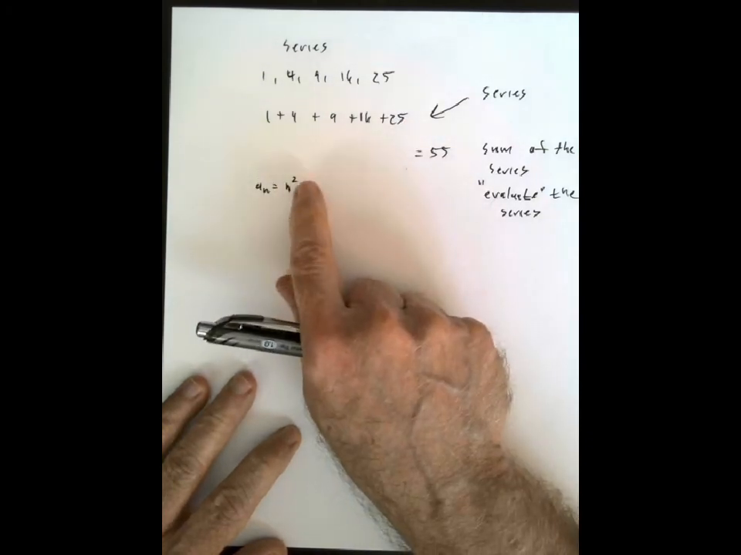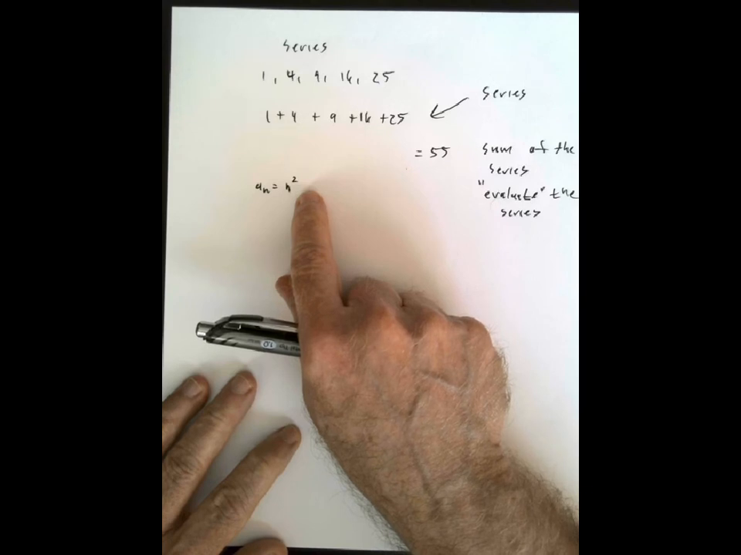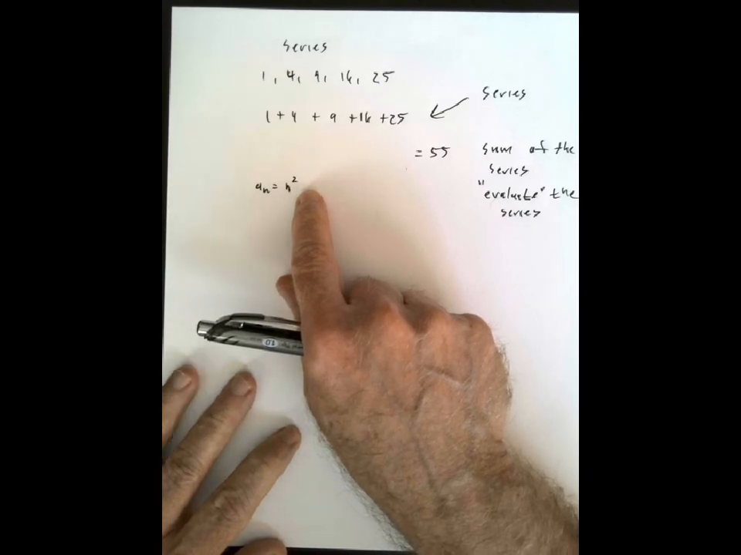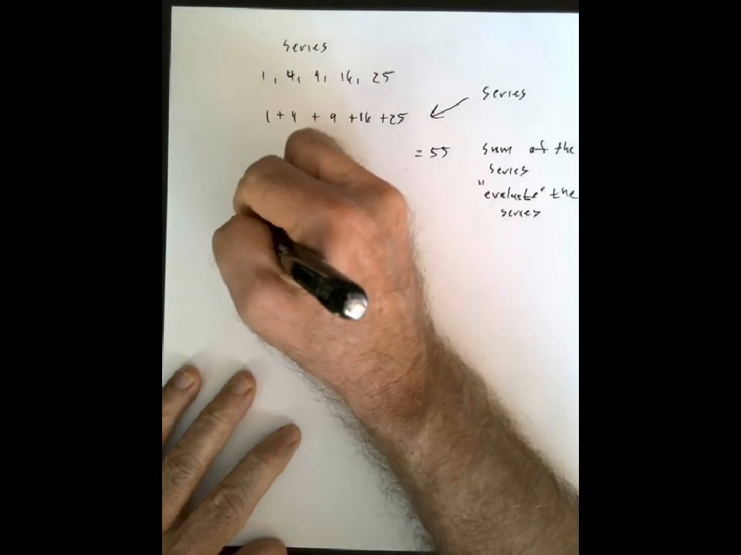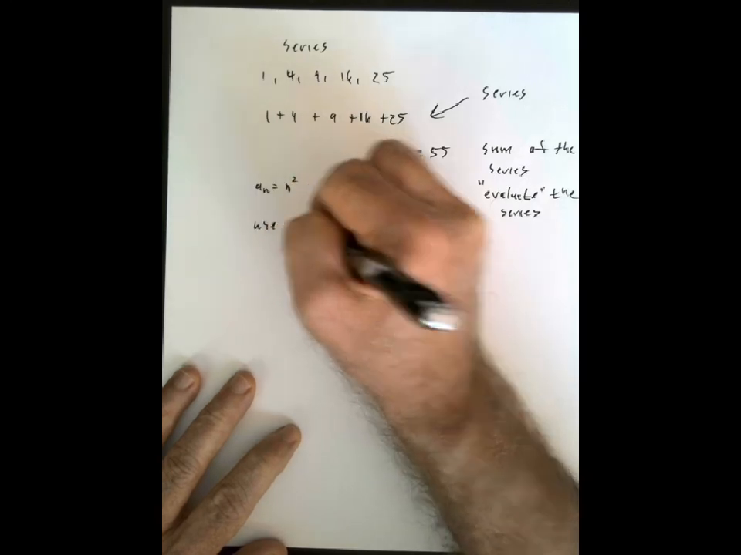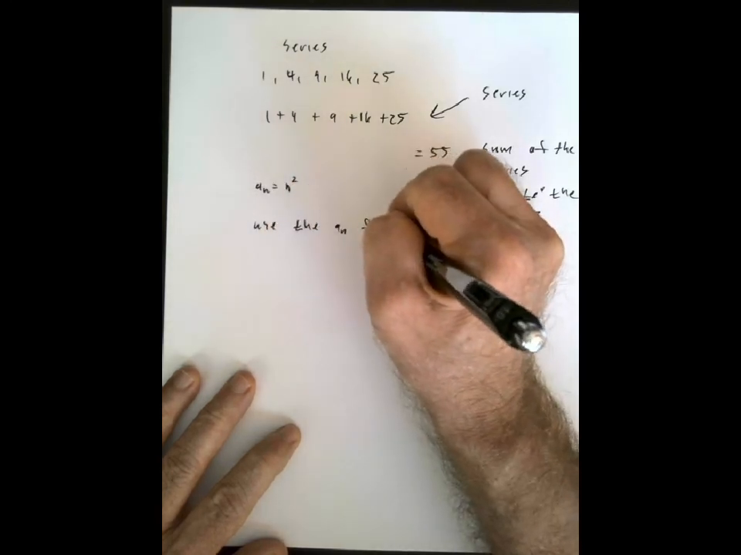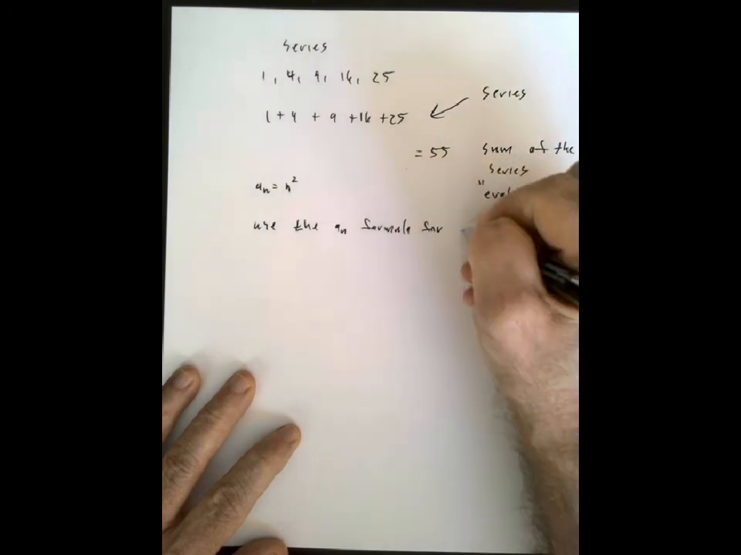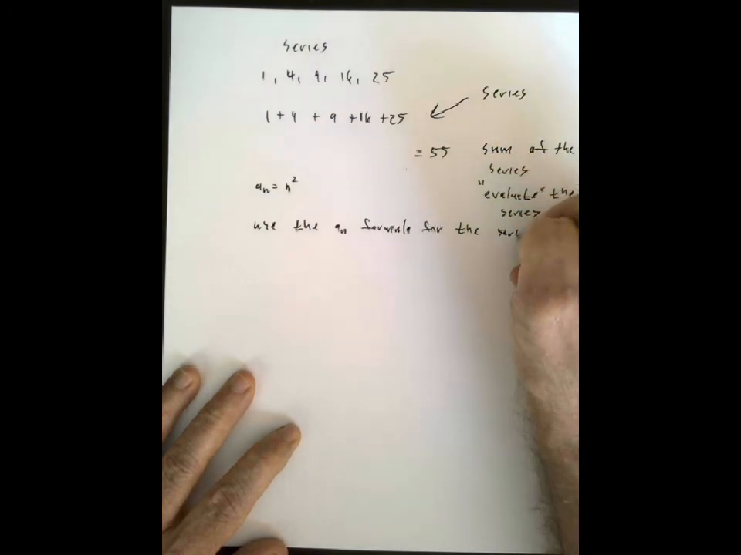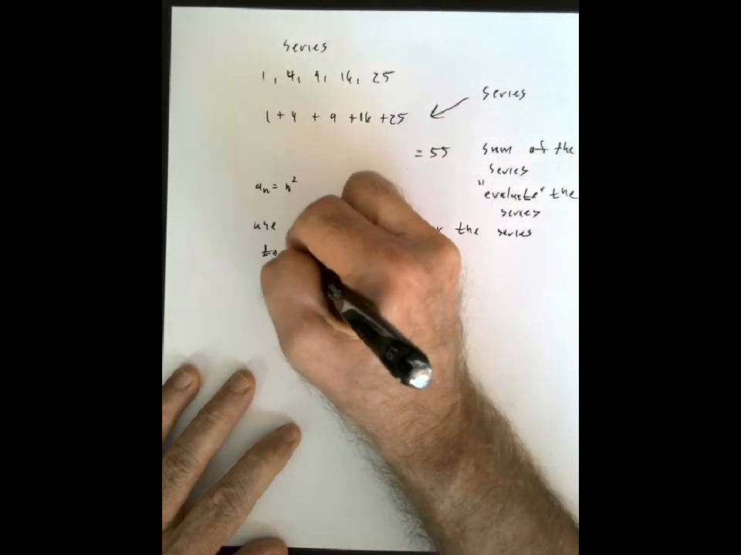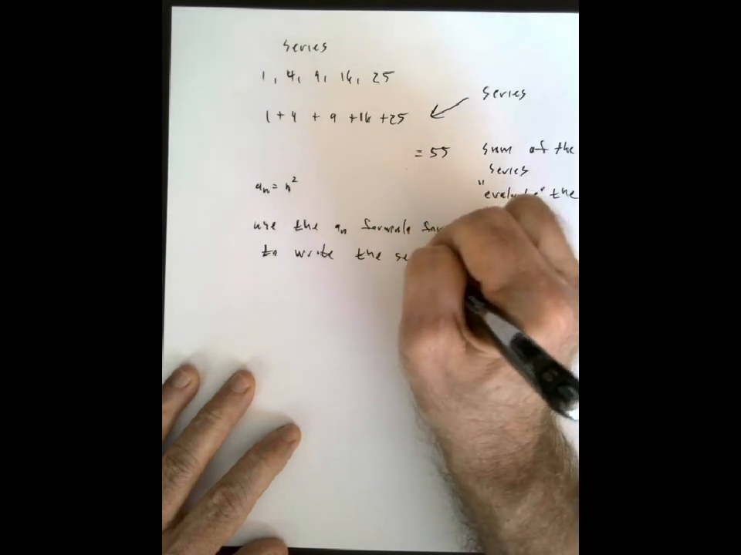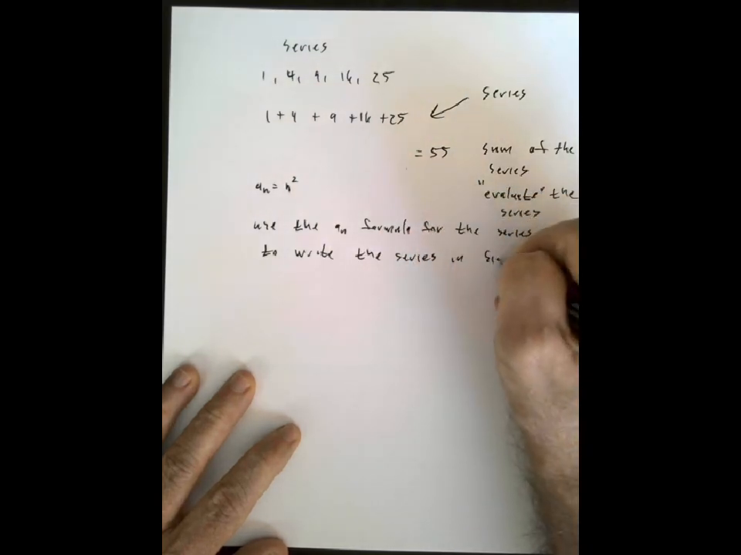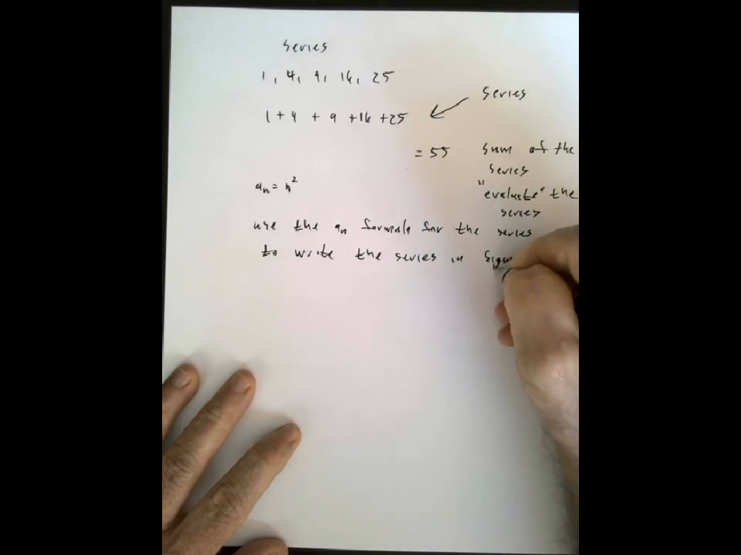But once we know the formula that generates the terms of the series, we usually write it in what's called sigma notation. Okay? Use the a sub n formula for the series to write the series in sigma notation.